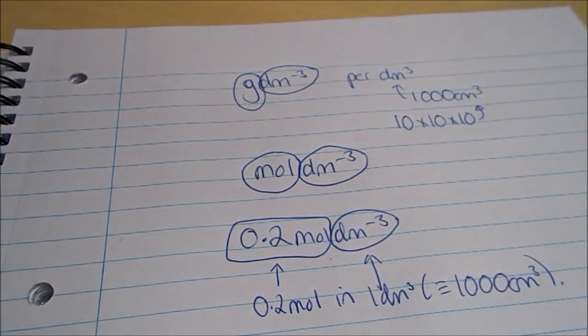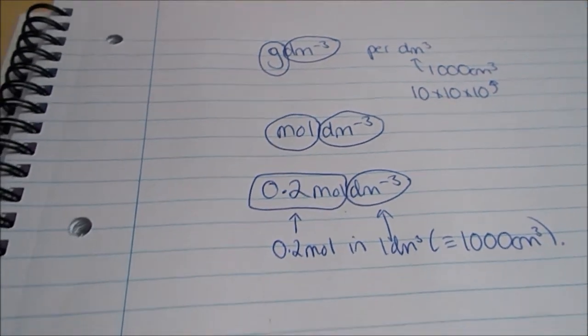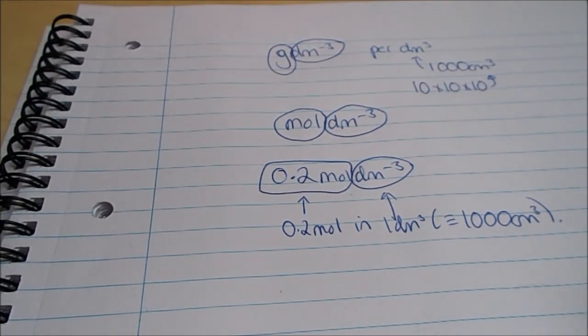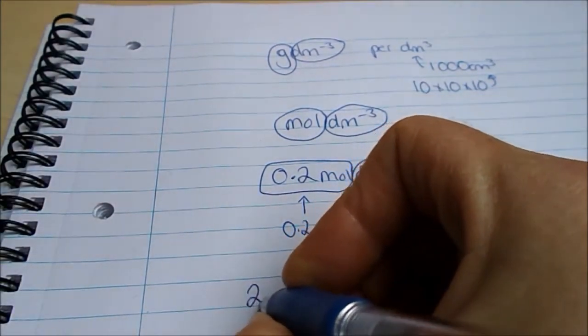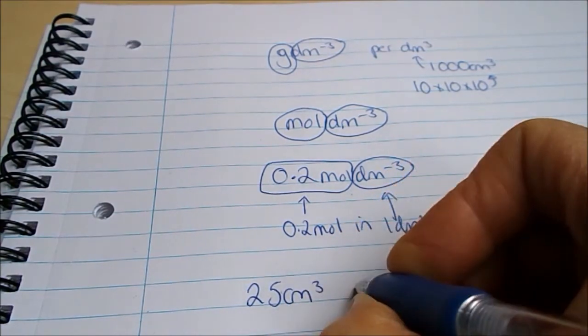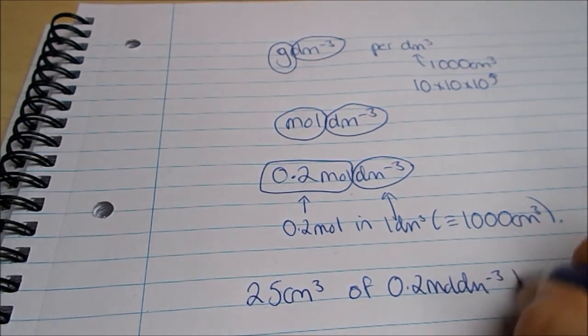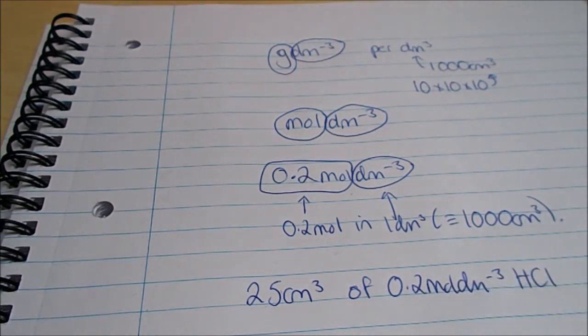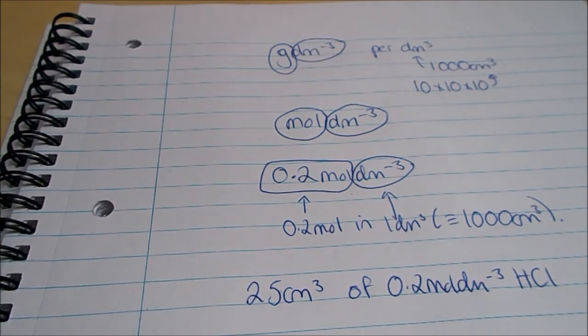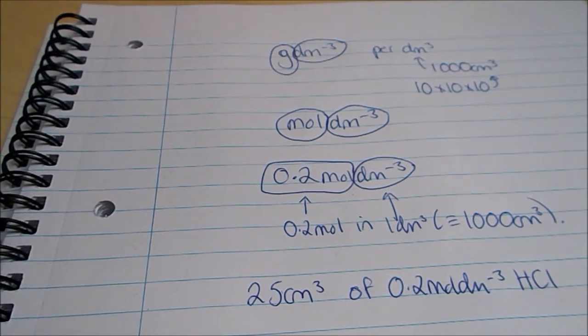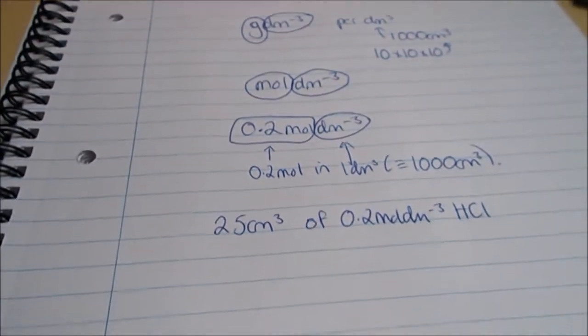Now when we measure out quantities in the lab, we rarely measure 1 dm cubed. We leave that to the realms of the technicians when they're making up tons and tons of solutions for us, and we use smaller quantities. So we might have done an experiment where you were asked to measure out 25 centimeters cubed of 0.2 mole per dm cubed hydrochloric acid. What we need to learn today is how to work out how many moles we've got present if we've got that amount of substance, and then also to be able to work in the other direction as well. So this is all about scaling.